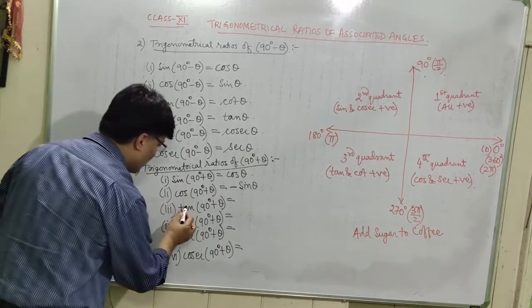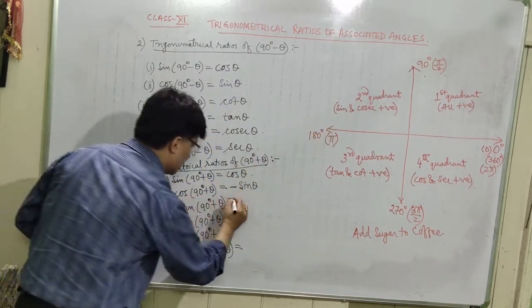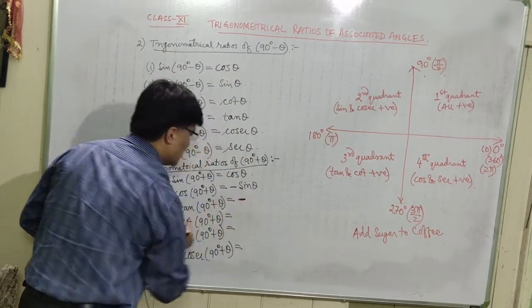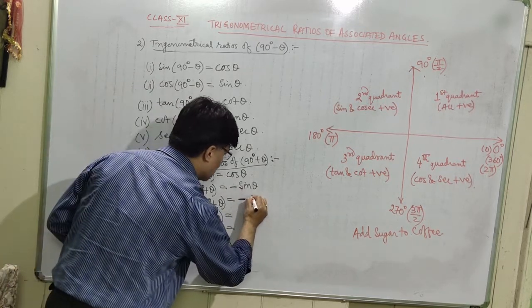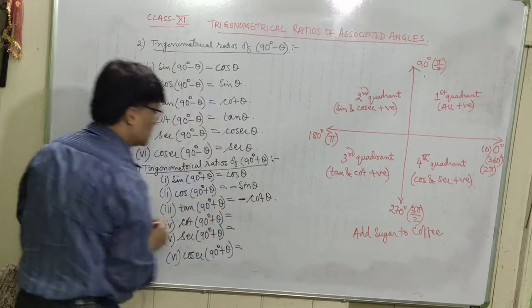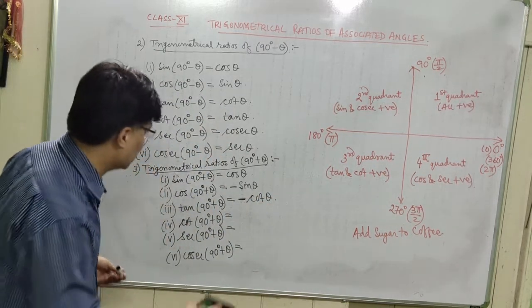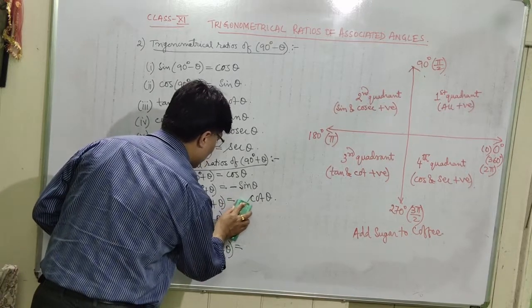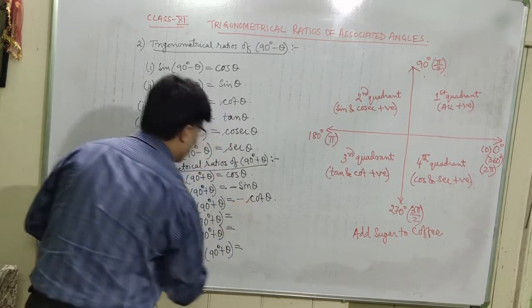Next, what is the formula for tan 90 plus theta? It lies in the second quadrant. Tan is negative, minus, and since 90 into 1 odd multiple, tan changes to cot. So it is minus cot theta. Is that clear? So it is minus cot theta, right? So this is your minus sign.